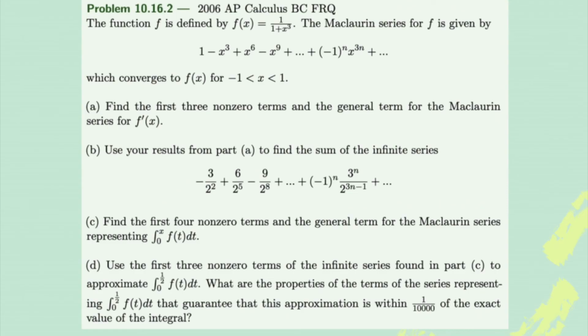Now in part D, we want to use the first three non-zero terms of the infinite series that we found in part C to approximate the integral of f from 0 to 1 over 2. And then we're asked what properties of the terms of the series guarantee that this approximation is within 1 over 10,000 of the exact value of the integral. Whenever a problem has a word such as within and then we're given a bound, we should immediately think about the error bound.